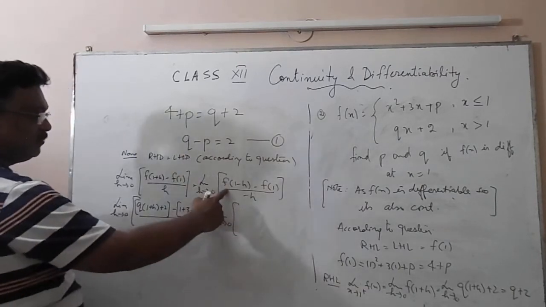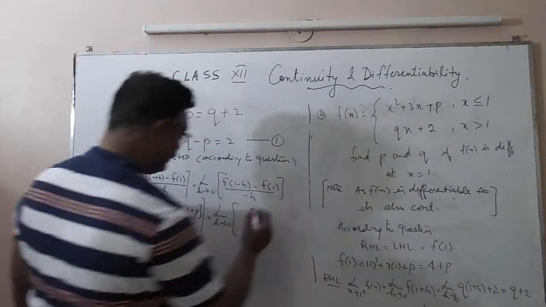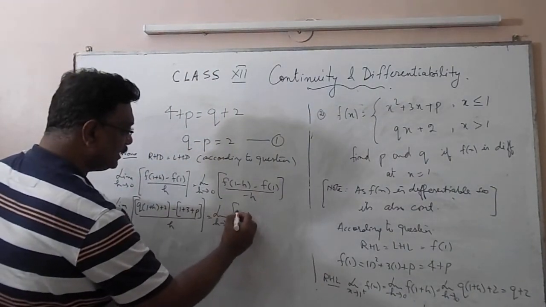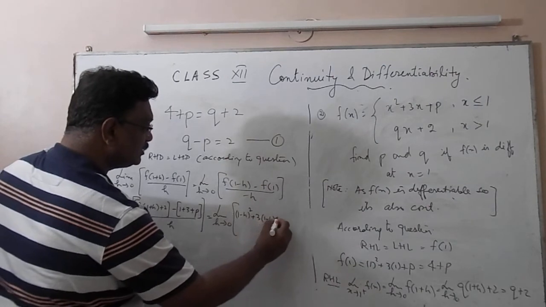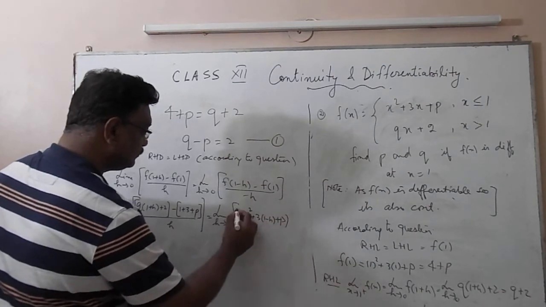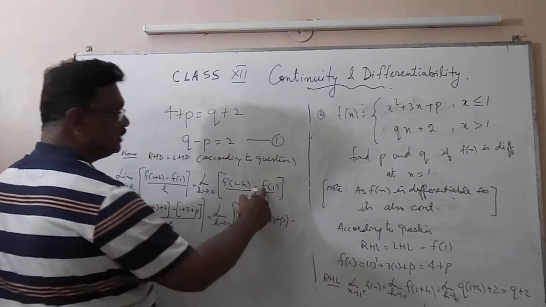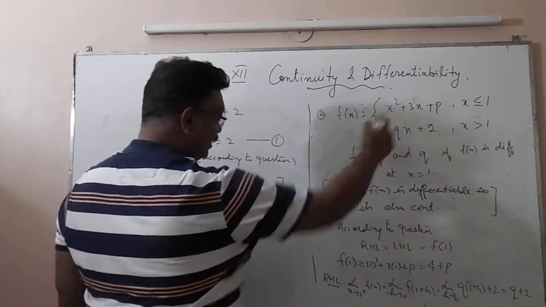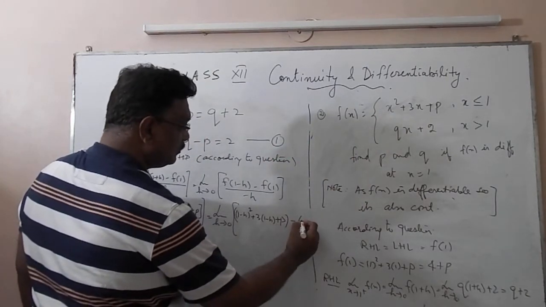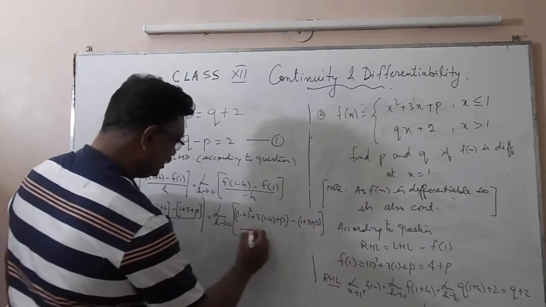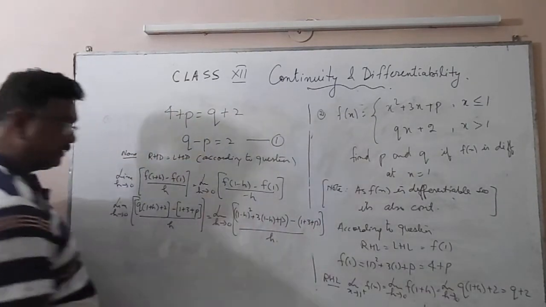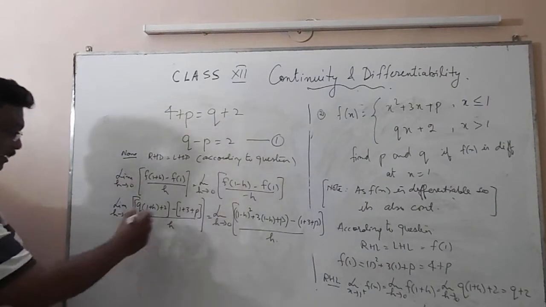Now we apply 1 minus h, so we have to apply over here (1-h) whole square plus 3 times (1-h) plus p minus f(1). Again we apply over here 1 plus 3 plus p. It's a little lengthy question to solve, but it can be asked as a 4 marker. Simplify it now.